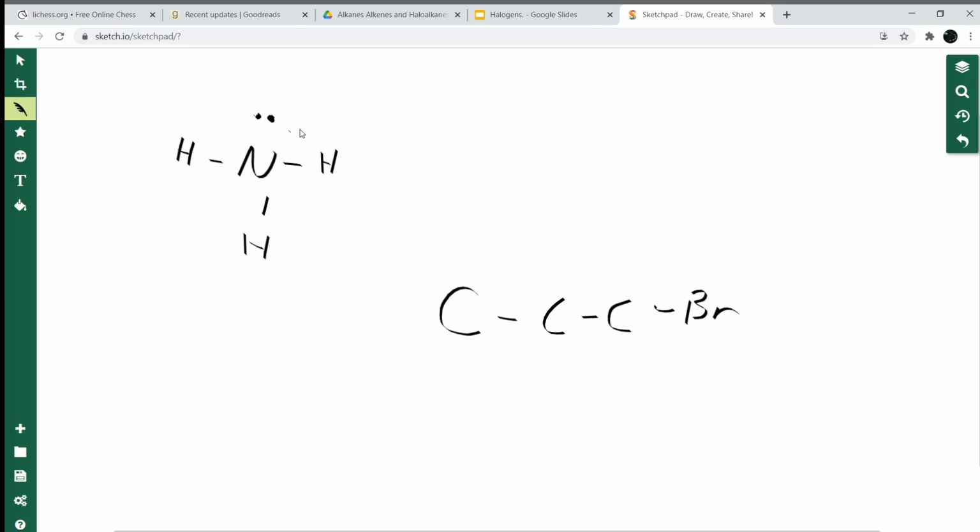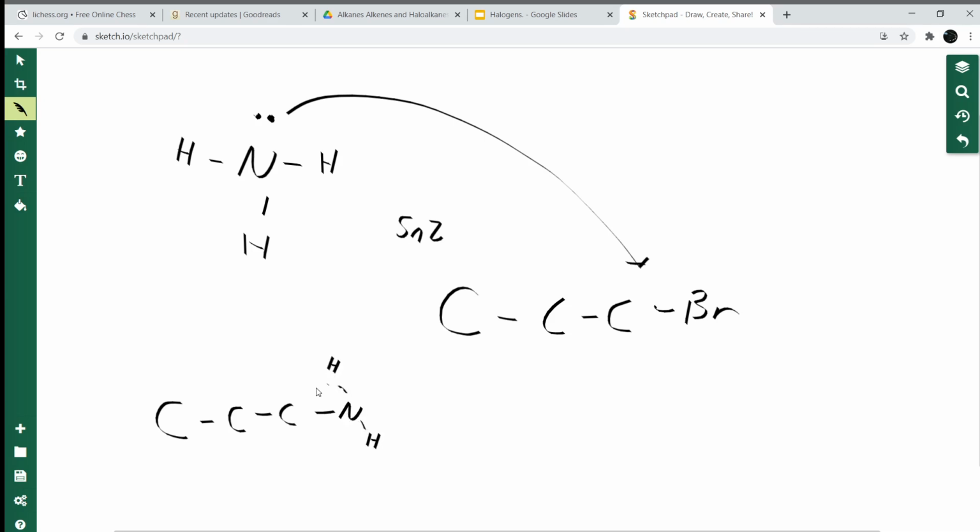This is going to go through an SN2 reaction because this is a primary halogenoalkane. So that means that we're going to have this right here come in and attack this bond, and we're going to end up getting 2 products that come out of it. Okay, and then we're going to end up knocking off one of these hydrogens, and so we'll have HBr.